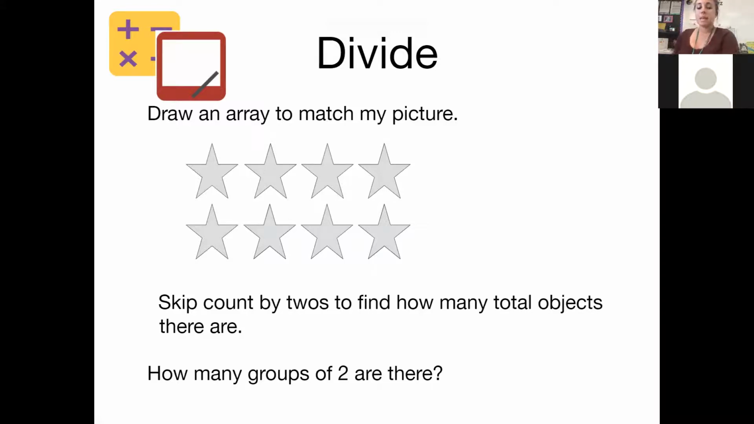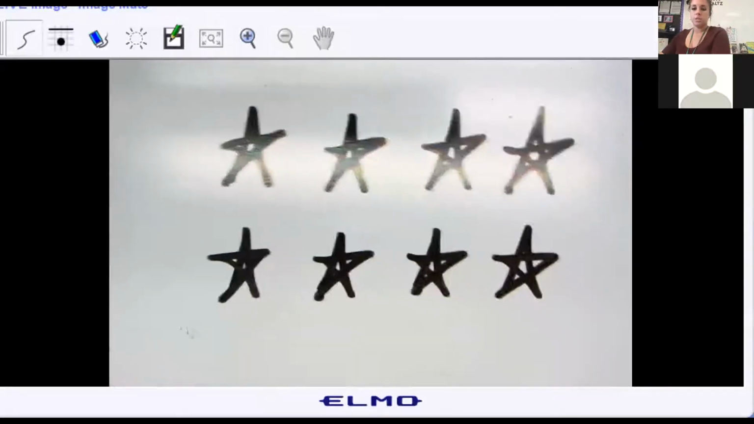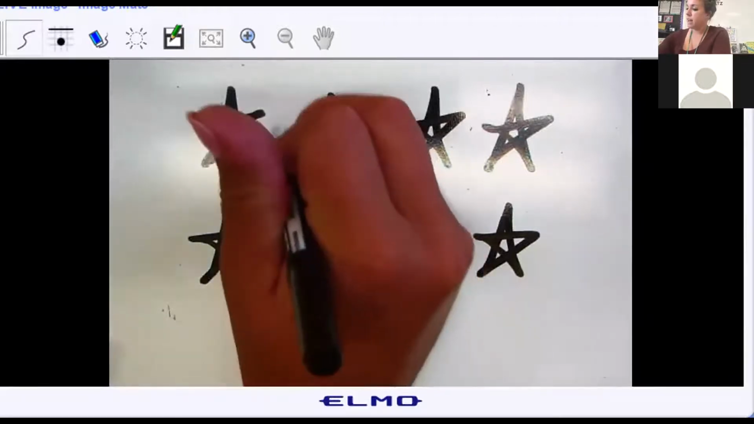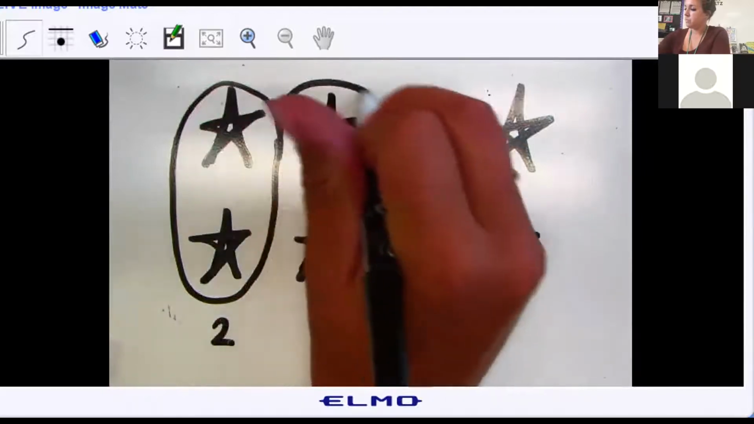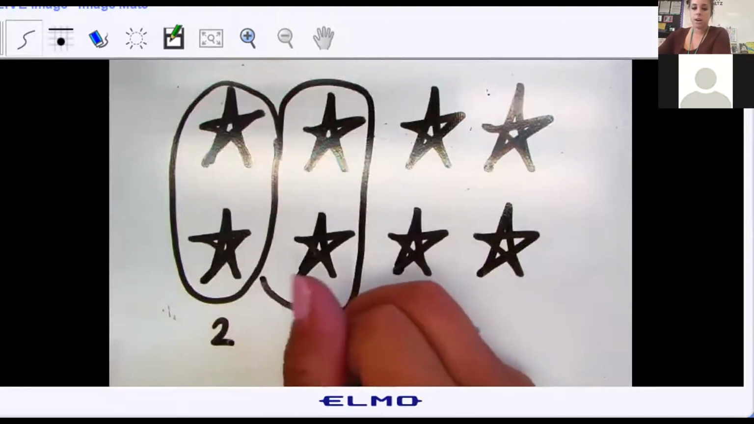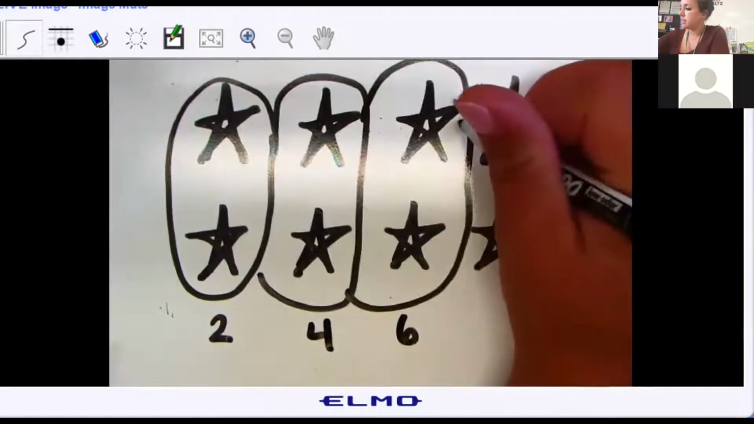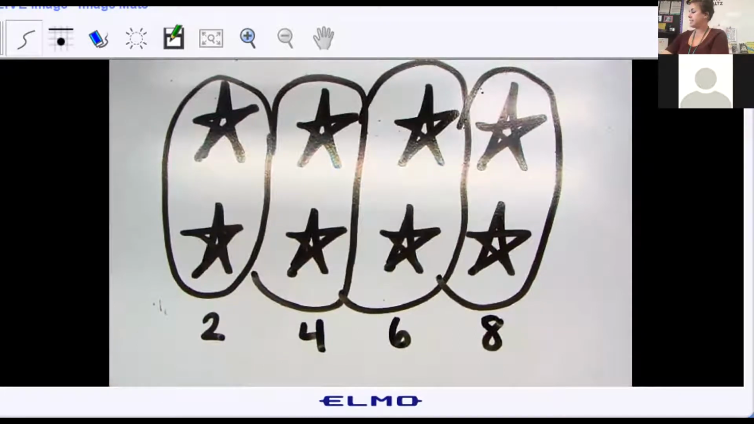Now I want you to skip count by 2s to find how many total objects there are. So here's mine. I want to skip count by 2s. So we've got 2, 4, 6, 8. So the total number of stars is 8.